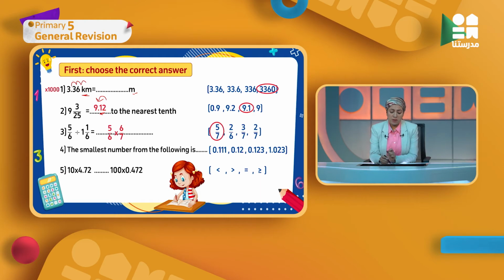So if you look here, the whole number in the first number is 0, in the second one is 0, in the third one is 0, the fourth one is 1. So the fourth one I will neglect it. I will ignore it, I won't even look at it, because its whole number is bigger than the other three. So my choice is one of the other three.